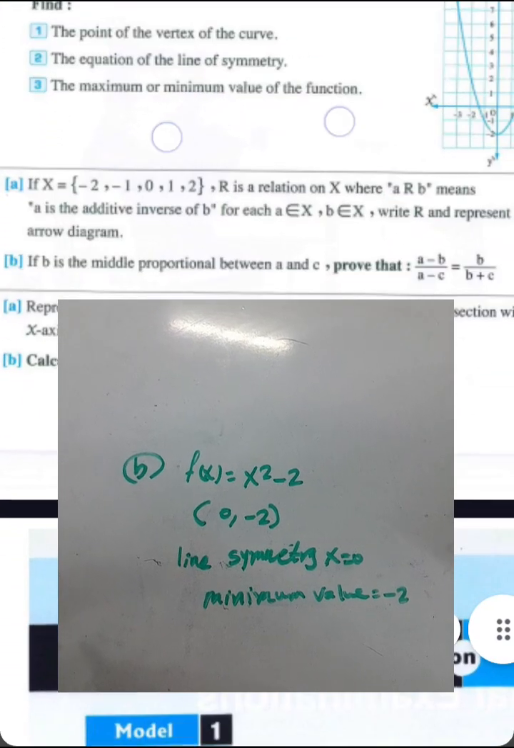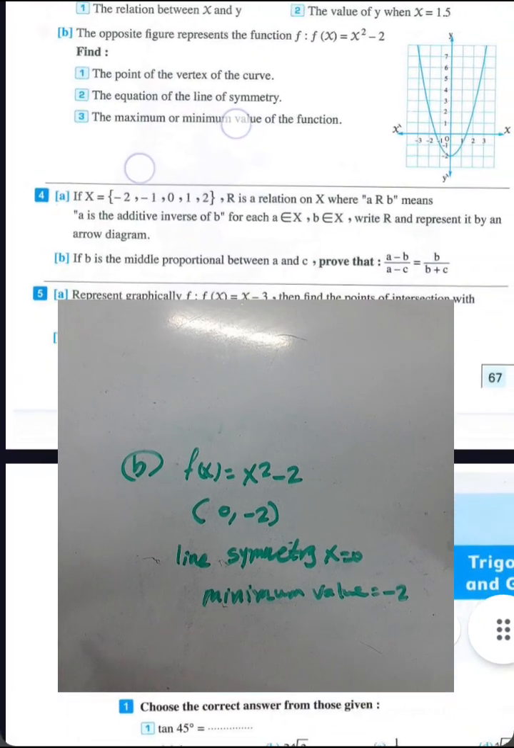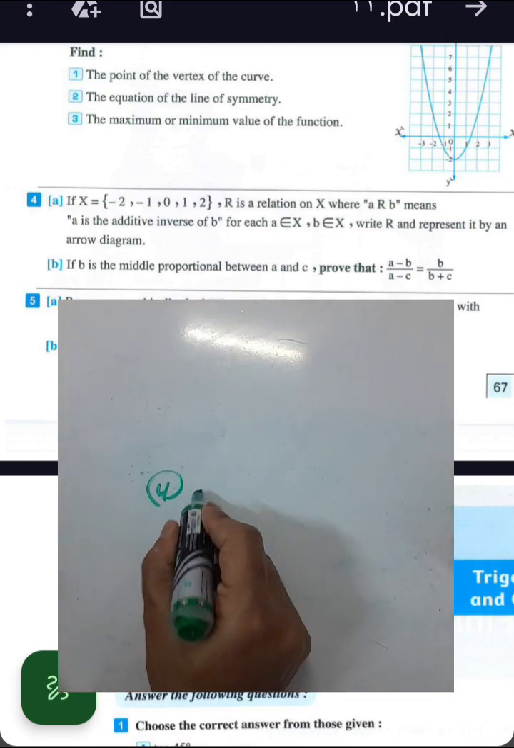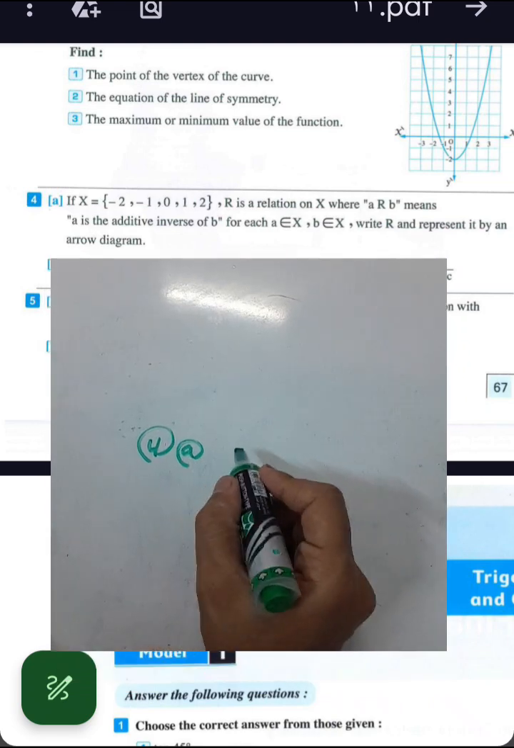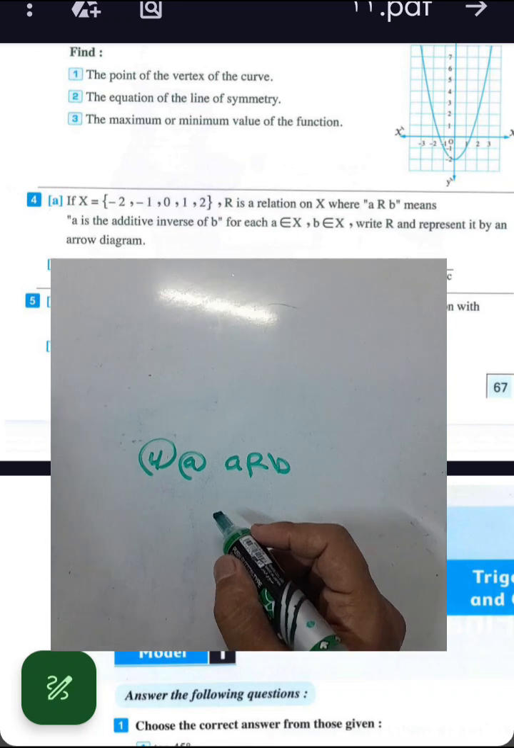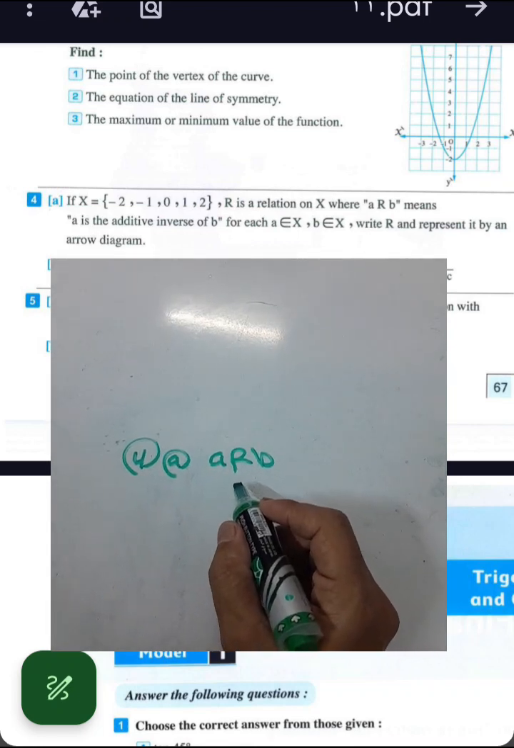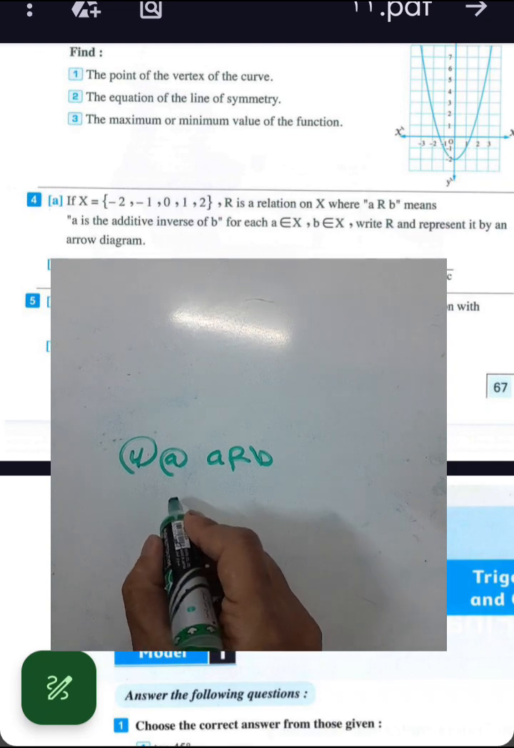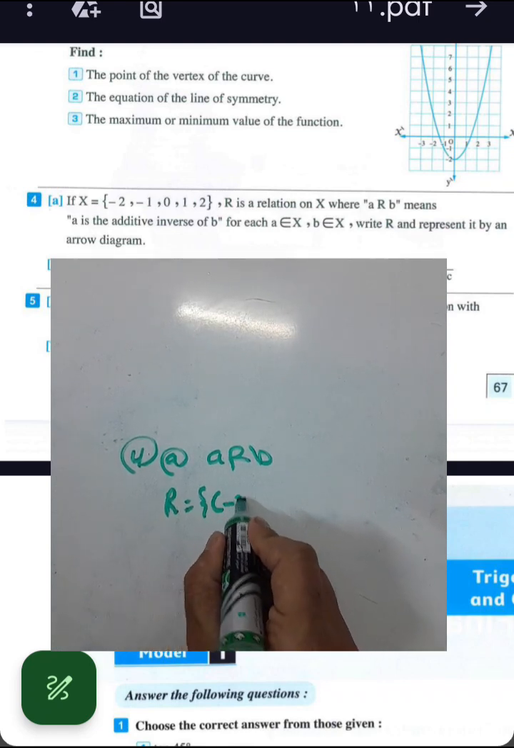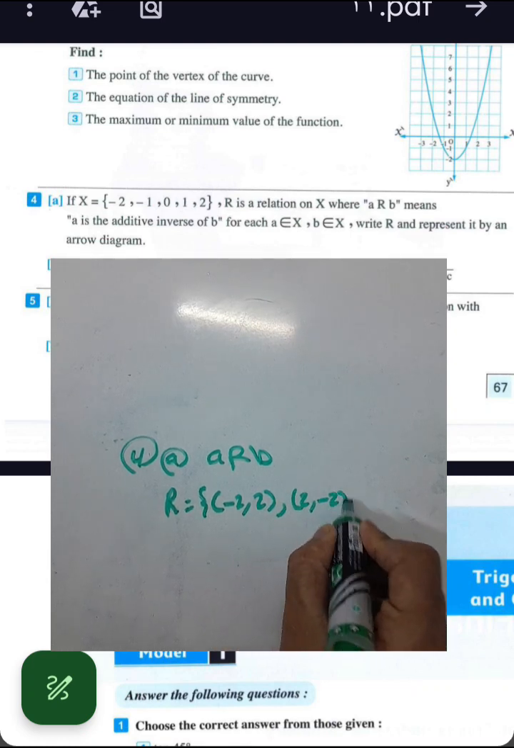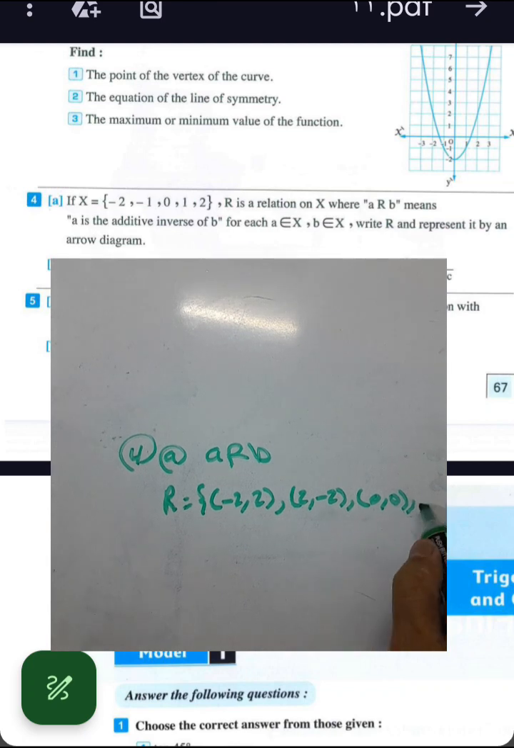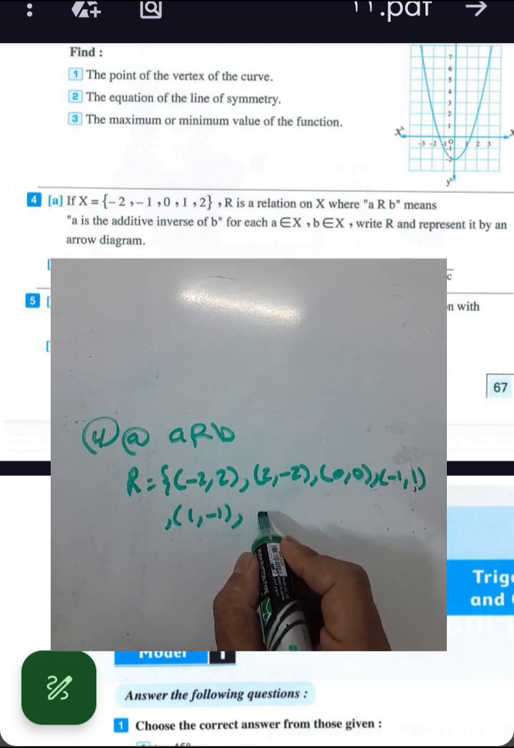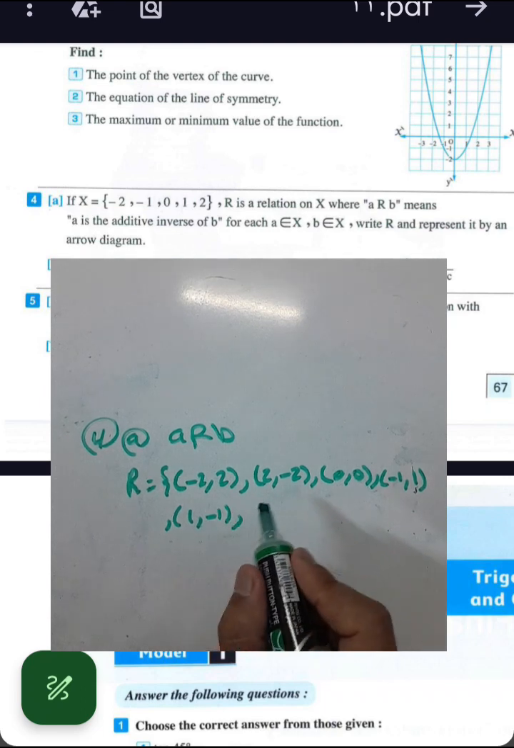Next example, question number 4, letter A. We have the relation between a and b, a belonging to x and b belonging to x again. The relation is: a is the additive inverse of b. It means a plus b equals 0. Then we can find the relation here. First, you can write negative 2 with itself and we can replace it with 2 and negative 2, and then you can write 0 and 0 and negative 1 and 1, and you can write again 1 and negative 1, replace them, and we have 1 and negative 1, 2 and negative 2, okay, and 0 and 0.